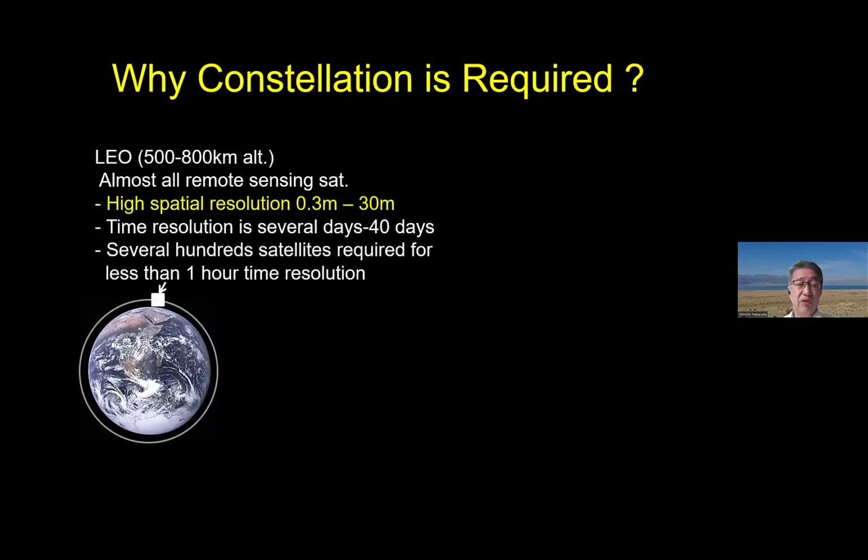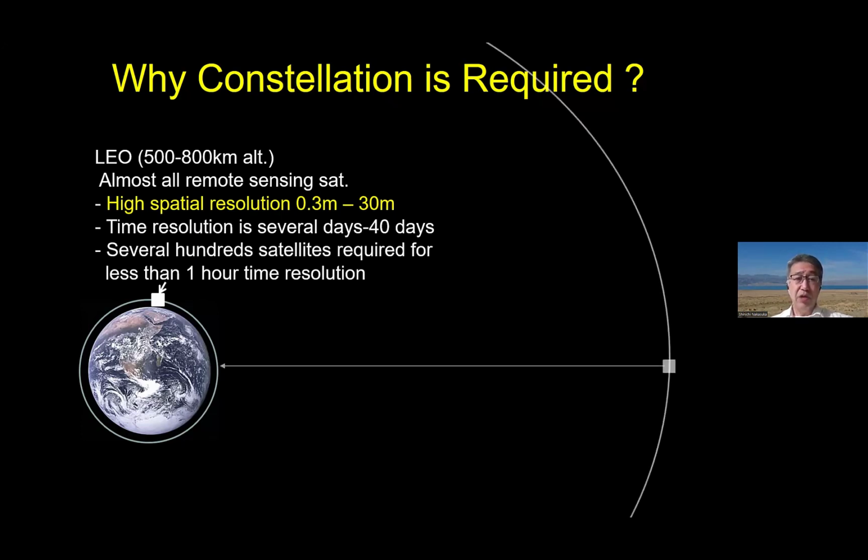LEO satellites have a very good capability of high spatial resolution, like 0.3 meter to 30 meters. But the problem is that time resolution is several days or 40 days. That means every several days or 40 days, an interval is required to come back to the same place. And several hundreds of satellites would be required for less than 1 hour time resolution. That is a very big issue for the LEO satellite.